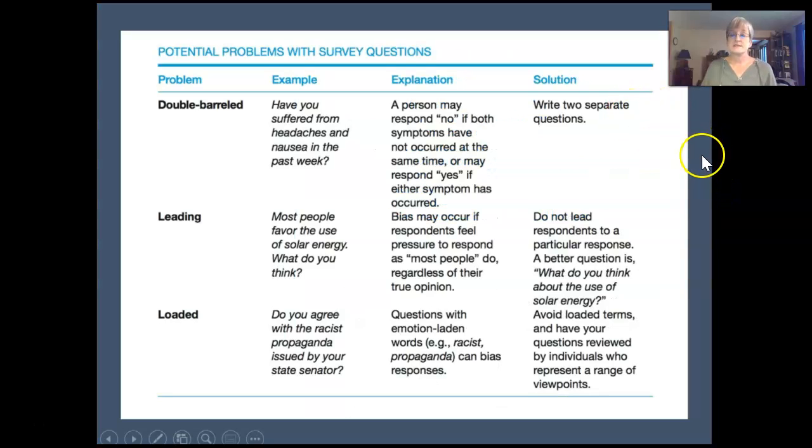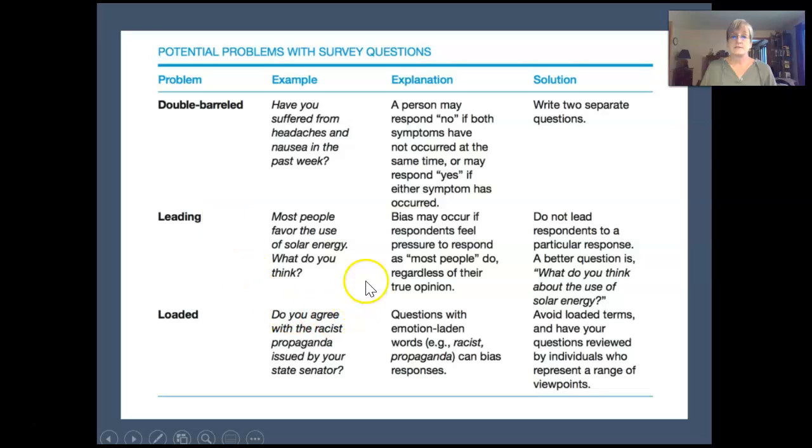Your authors give you some examples of these types of problems that you want to avoid. So for double-barreled questions, they give you the example of, have you suffered headaches and nausea in the past week? If a person answers yes to that, you don't know whether they've had both or one or the other because the wording is unclear. So you would need to separate it out and write two separate questions.